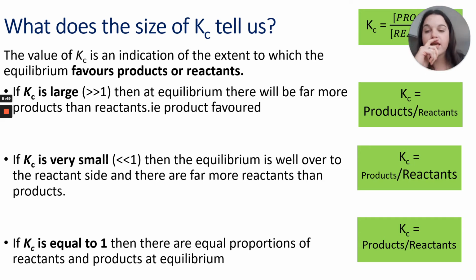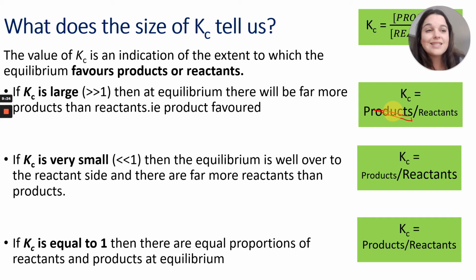So once we're able to calculate this, if Kc is large, and by large I mean bigger than 1, like a lot bigger than 1, then this is telling us that at equilibrium there's far more products than there is reactants. So this reaction is product favoured. Because remember, Kc is product concentration over reactant concentration. So if I've got a big number on the top divided by a small number on the bottom, it's going to give me a big number. So I've got more products than I do reactants.